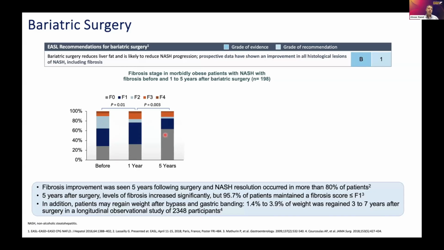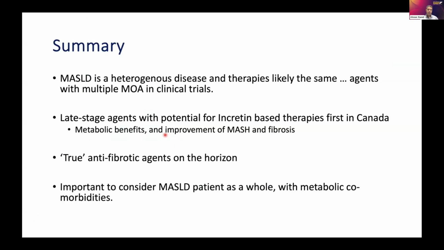So again, a very good therapeutic aspect for patients with MASH, and not necessarily only for MASH, but it's shown benefit in the context of cardiovascular outcomes, sleep apnea, and overall glycemic control. So again, a useful modality considering the patient as a whole.